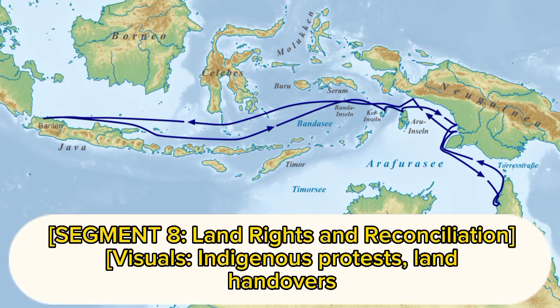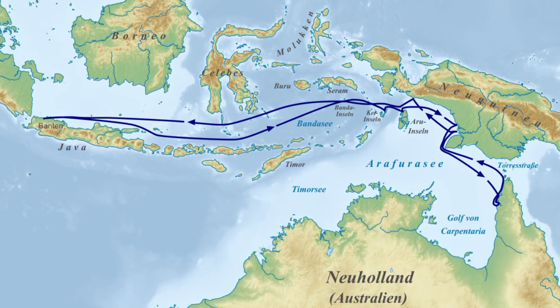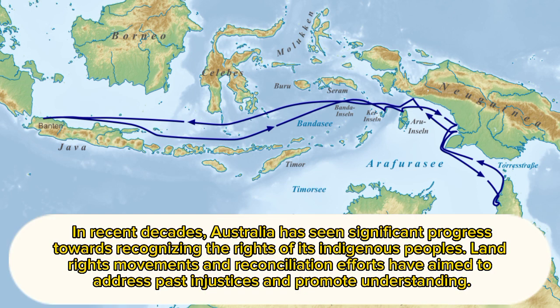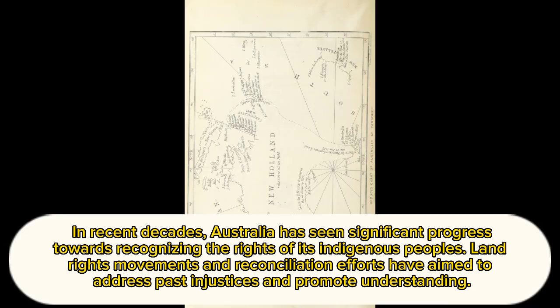Segment 8: Land Rights and Reconciliation. Visuals: Indigenous protests, land handovers. In recent decades, Australia has seen significant progress towards recognizing the rights of its indigenous peoples. Land rights movements and reconciliation efforts have aimed to address past injustices and promote understanding.